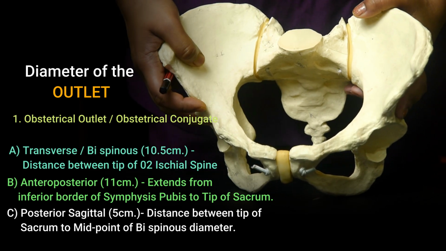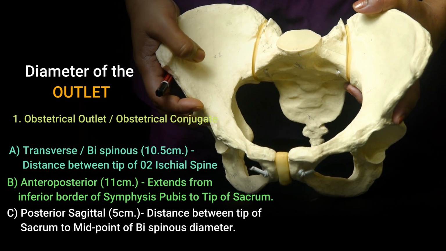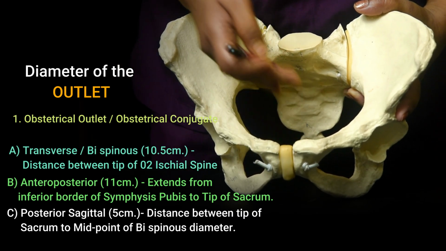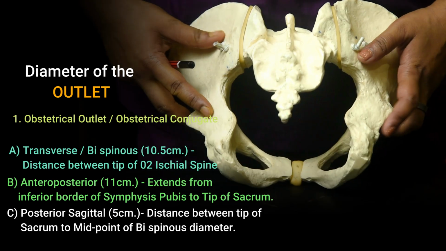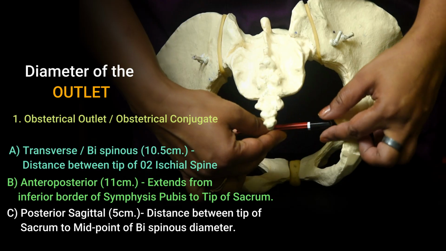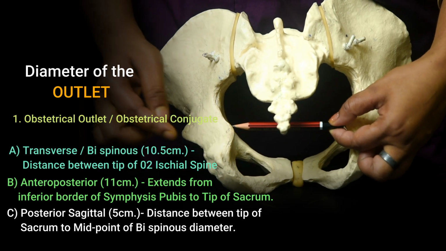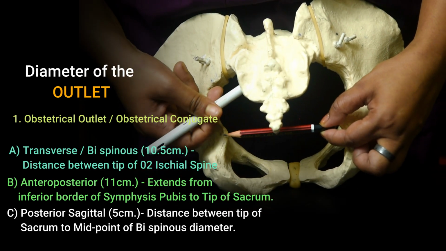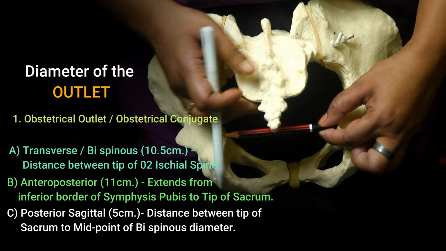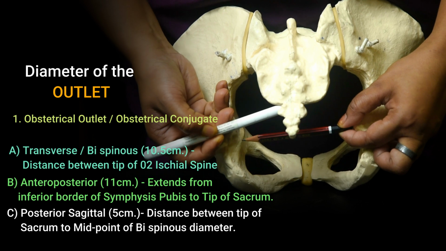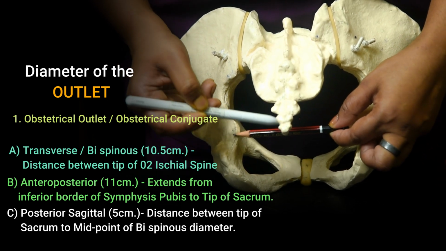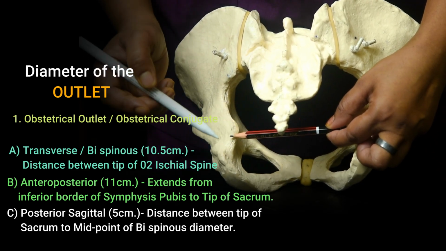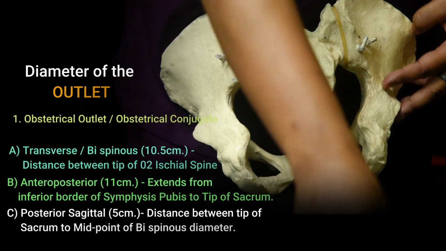Now come to the posterior sagittal dimension, which is 5 centimeter. This is the distance between the sacrum and the midpoint of the bispinous diameter. I have told you this is the bispinous diameter, right? Which is the transverse diameter of the outlet. So if you imagine the middle point of this and the dimension from the tip of sacrum to this. This is the tip of the sacrum here. So from here, the imaginary line to the midpoint of the bispinous diameter is known as the posterior sagittal diameter, which is 5 centimeter.